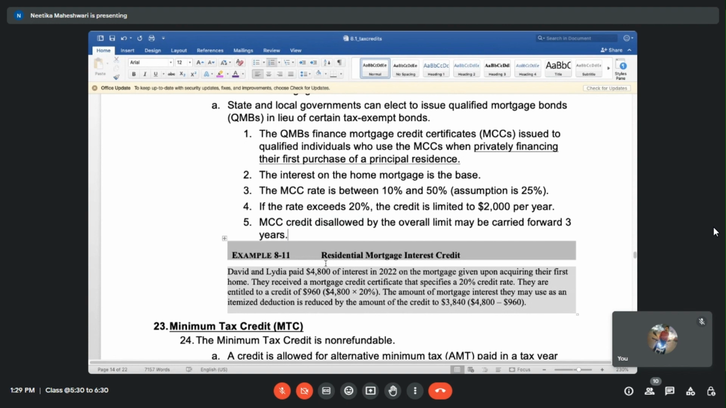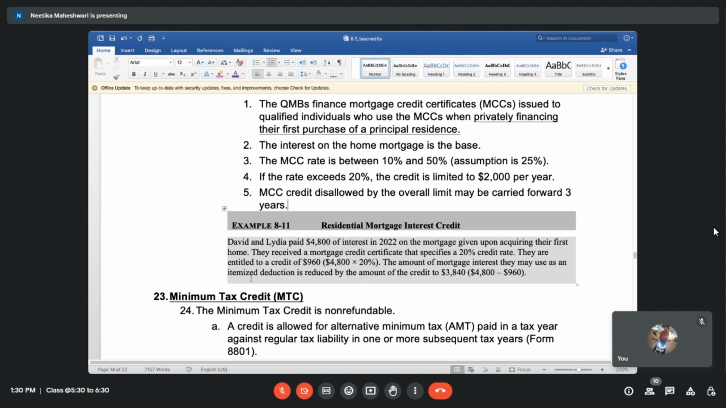Let's go over this example. Residential mortgage interest credit. David and Lyda paid $4,800 of interest in 2022 on the mortgage given upon acquiring their first home. They received a mortgage credit certificate that specifies a 20% credit rate. They are entitled to a credit of $960, that is $4,800 x 20%. The amount of mortgage interest they may use as an itemized deduction is reduced by the amount of the credit to $3,840. That is $4,800 minus $960.